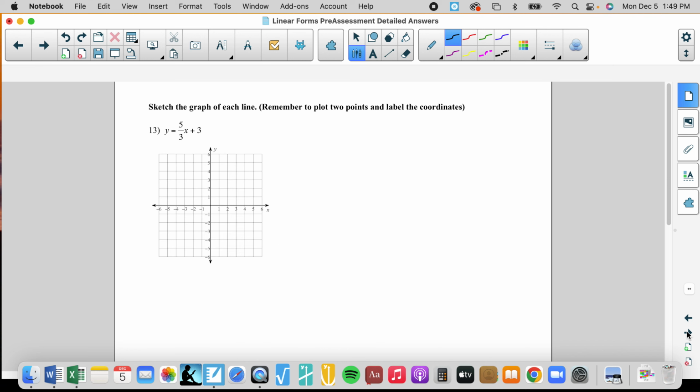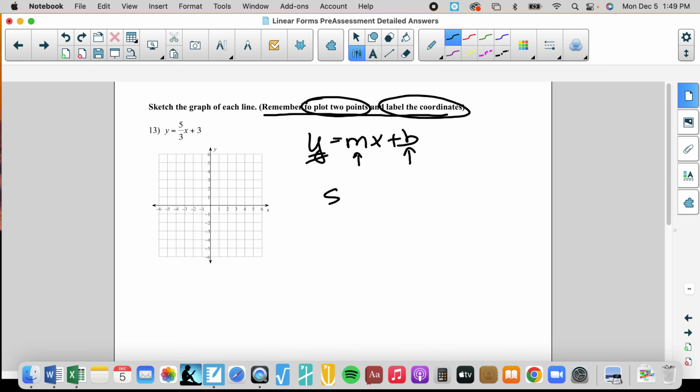All right, this is the first sketching, so now we have to graph. When we graph, remember, we need to draw a line with 2 arrows, and we have to plot 2 points and label them. So we know this is in slope-intercept form because y is by itself. So I'm able to pull out the slope and the y-intercept. The slope of this line is 5/3. The y-intercept is going to be 3.